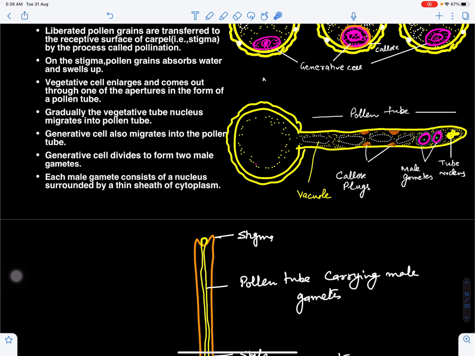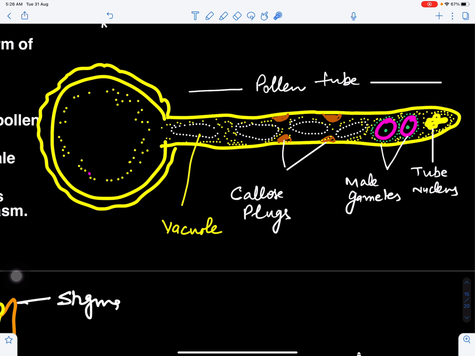Now what changes occur when the pollen tube is being produced, right? We can see here this is the vacuolated cytoplasm. I mean, this area is rich in vacuoles, so this is called vacuolated cytoplasm. And this is formation of callose plugs. Callose will block the area, and no development will take place in this area.